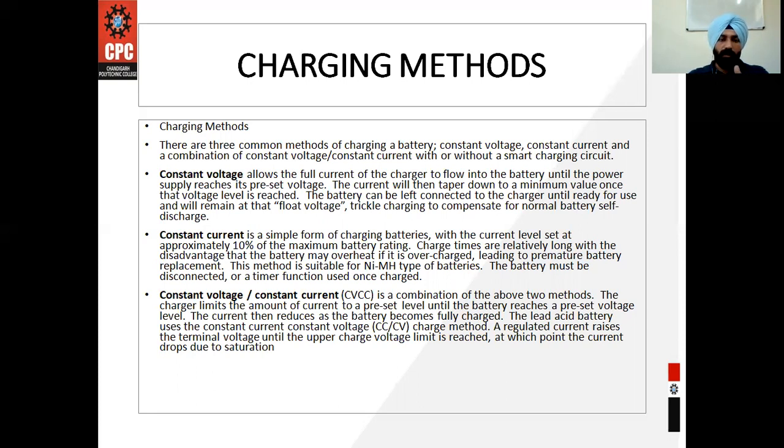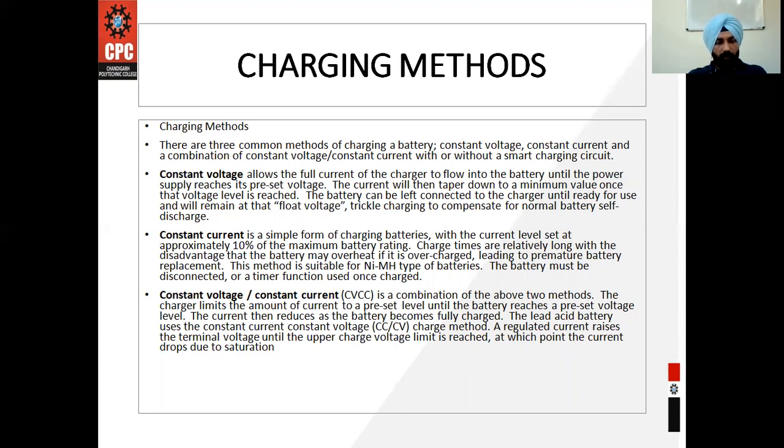Next is constant current. Constant current is a simple form of charging a battery, with the current level set at approximately 10% of the maximum battery rating. Charge times are relatively long, with the disadvantage that the battery may overheat if it is overcharged, leading to premature battery replacement. This method is suitable for NiMH type batteries. The battery must be disconnected or a timer function used when fully charged.